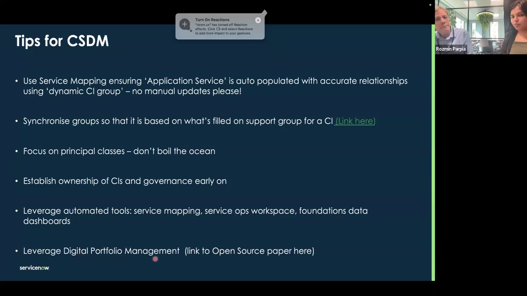And lastly, digital portfolio management. You recently contributed towards an open source white paper. That's right. And that's really shifting to that product mindset and creating a taxonomy of these different types of digital products. The four are the ones that you sell, the ones that your employees use, and the ones that are foundational, like the network services and things like that.